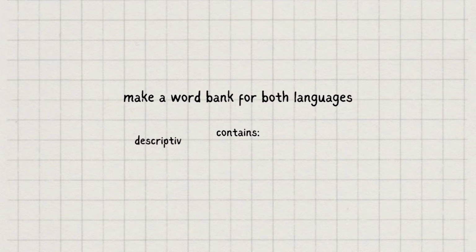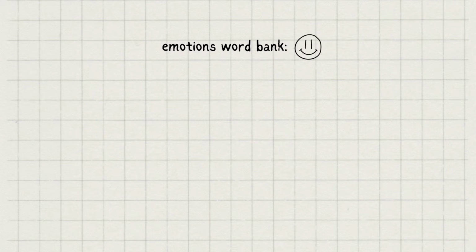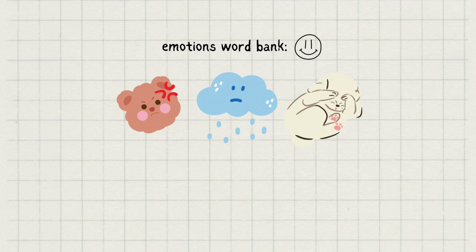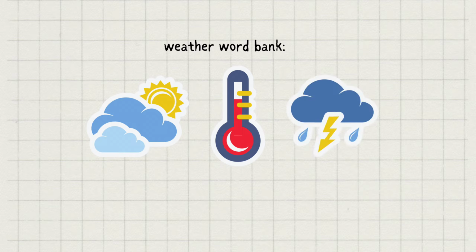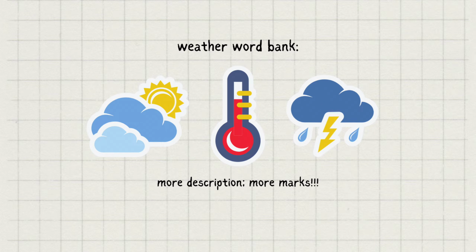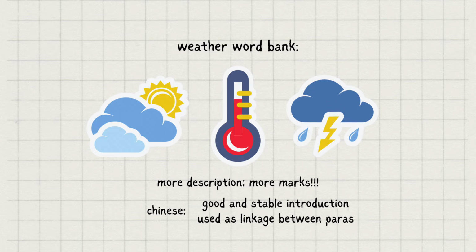So for writing, the first thing that I would do is to make a word bank for both languages, and these word banks will contain words and phrases or even sentences that will help to enhance your story. So I will make one word bank for emotions, and I will cover the following emotions: anger, sadness, guilt, shame, and disappointment. I will also make a word bank for weather, like for example, good weather, super hot weather, rainy weather, because it's really good for descriptions in which you can get marks for your English paper, and it's also a good way to start off stories in Chinese or link between your paragraphs.